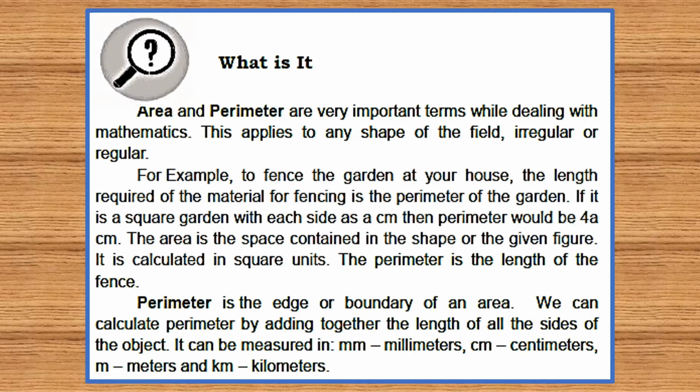The area is the space contained in the shape of the given figure. It is calculated in square units. The perimeter is the length of the fence. Perimeter is the edge or boundary of an area. We can calculate perimeter by adding together the length of all the sides of the object. It can be measured in millimeters, centimeters, meters, and kilometers.